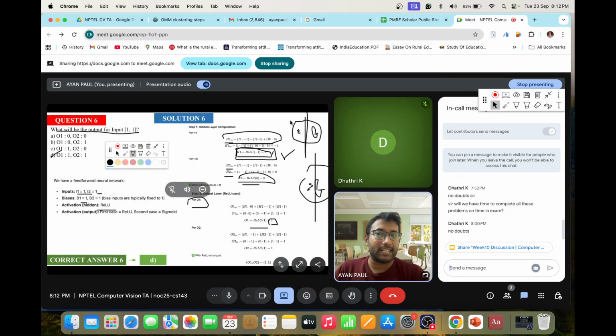So I hope it is clear. Very easy. Just weight into x plus b, that is nothing but the input part, and the output part is a function of whatever you got: z equals w x plus b, and f of z will give you the output part of the neuron. Very simple. Clear, right? Okay, nice.